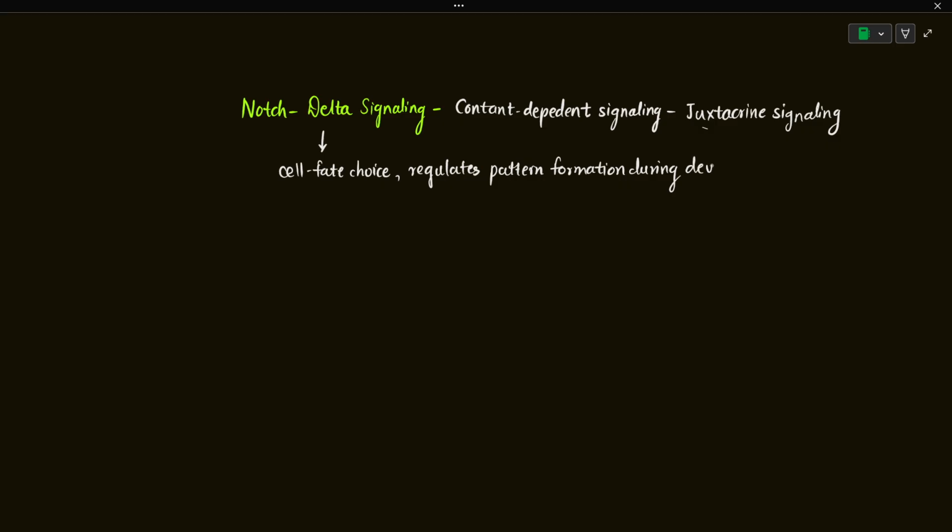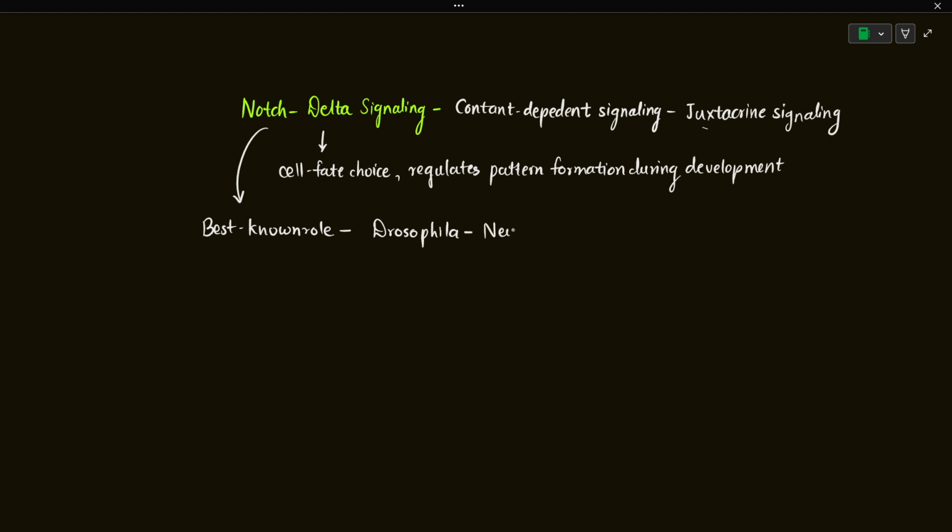During development, right? So the best known role for Notch-Delta signaling is cell fate choice, and this was first studied in Drosophila. So Notch-Delta signaling, the best known role for it is in Drosophila.